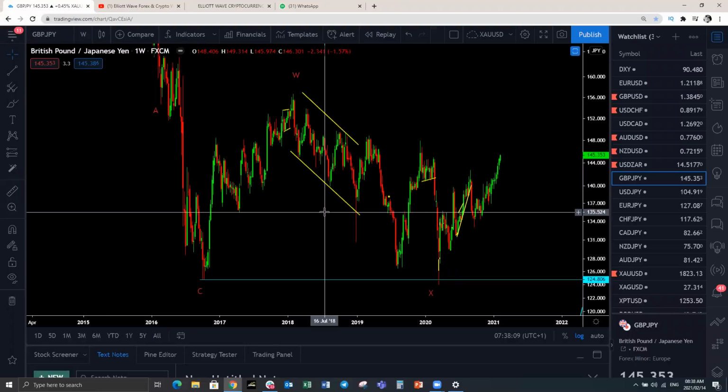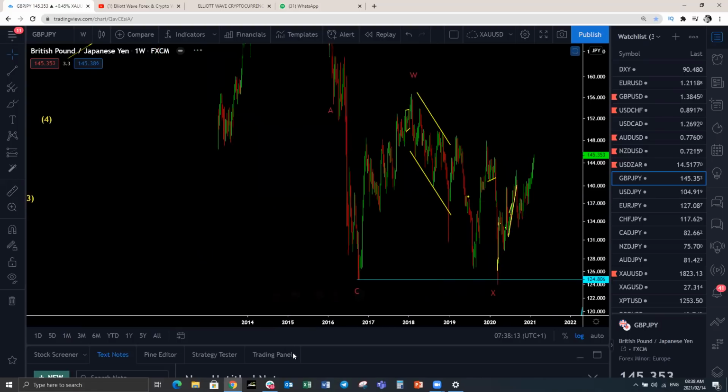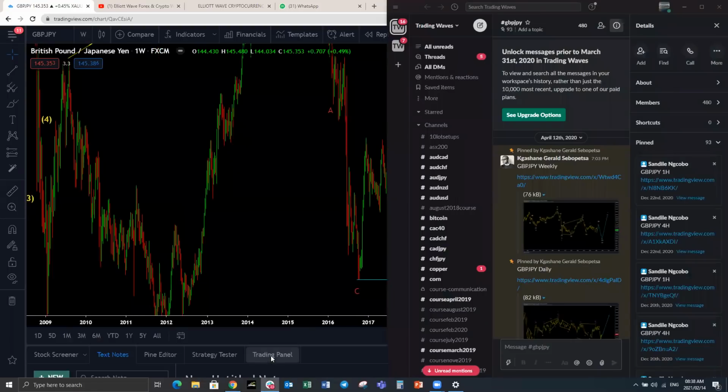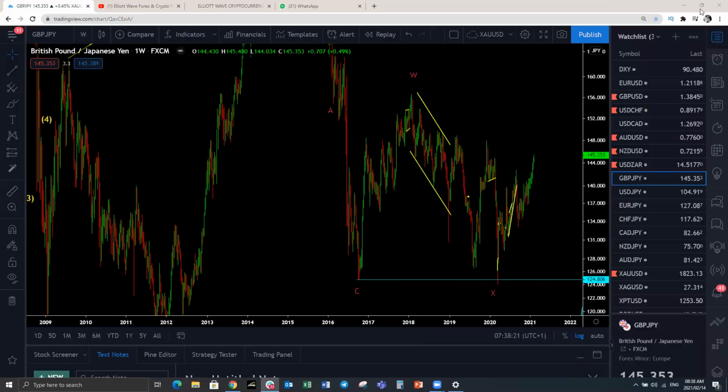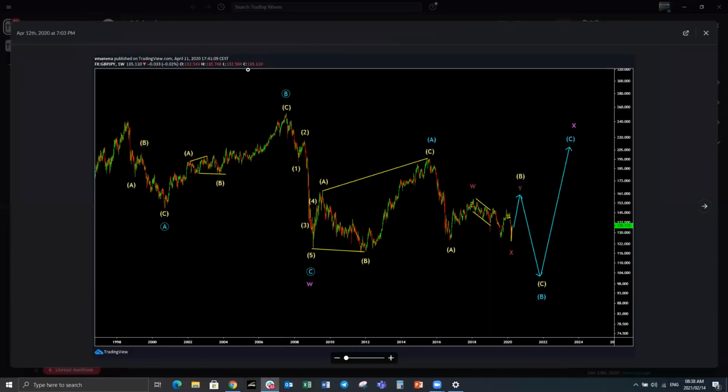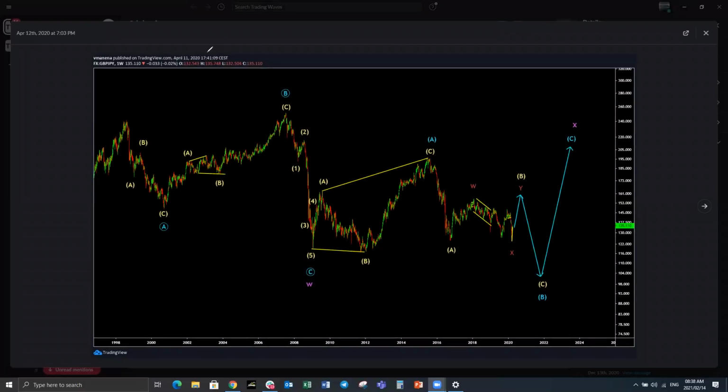Now, let's get back to our theme. Why do Elliott Wave traders get it wrong, and traders in general? There is a chart that I want to show you on Slack that I posted for our members last year in April. This is a weekly chart on pound yen. Look at the date here. This was April of 2020, so that means almost a year ago on the weekly chart.